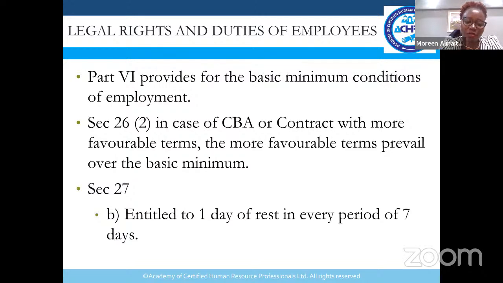Sometimes in the hotel industry, they give the rest day on the less busy days, because most times the weekends are very busy for the hotel industry. So what most of them do is give a rest day on either Monday or Wednesday. That is what I see commonly happening in the hotel industry.